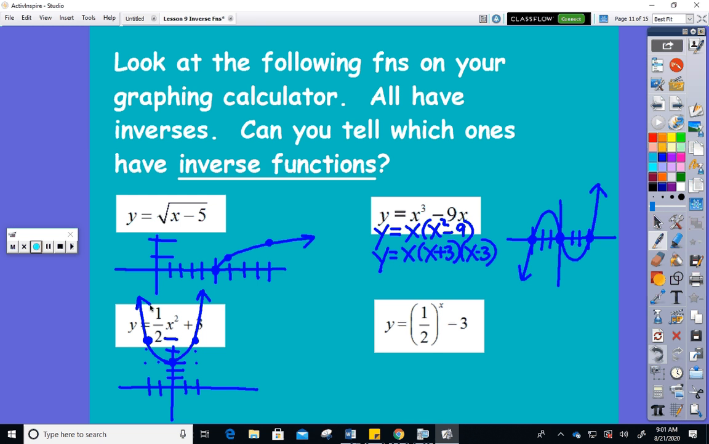Do you remember that this is exponential decay? If the base of your exponential, the 1/2 to the x, is somewhere between 0 and 1, it's got to be positive. But if it's less than 1, it's exponential decay, and then I move it down 3.